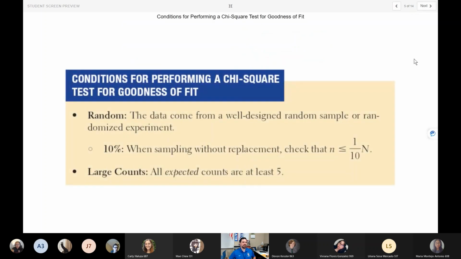We have our conditions for performing a chi-square test for goodness of fit. That is our random and 10% conditions, which are the same as the random and 10% conditions we've seen previously. And then we have our new large counts condition. This is saying that all expected counts, for all of our categories within our categorical variable, are at least 5.